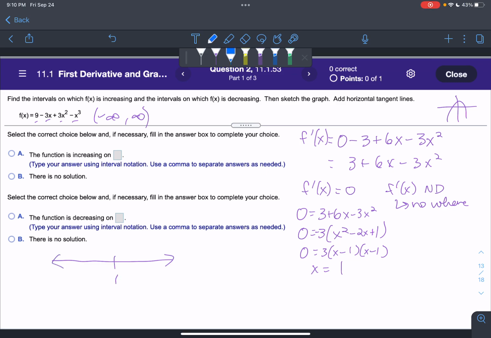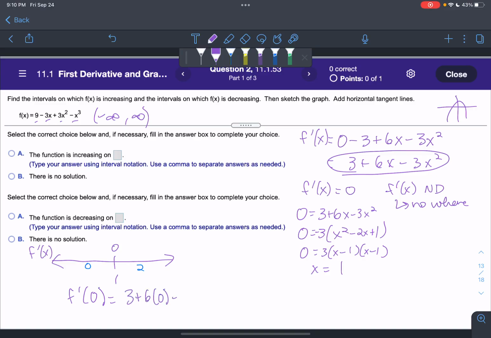So again, I'm going to pick a point to the left of 1, that'll be 0, and to the right maybe 2, and I want to plug that into my f prime of x. So f prime of 0 is going to be, where did we find our derivative? Right here. All right, so we have 3 plus 6 times 0 minus 3 times 0 squared. And so that gives me a positive number, right? Positive 3.